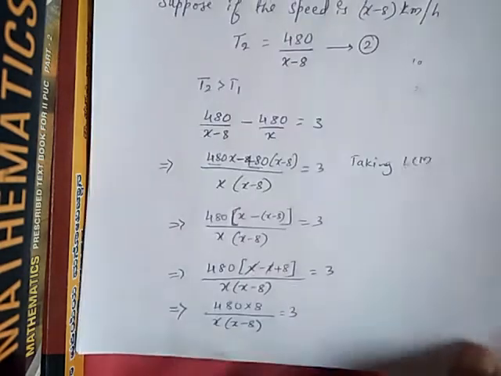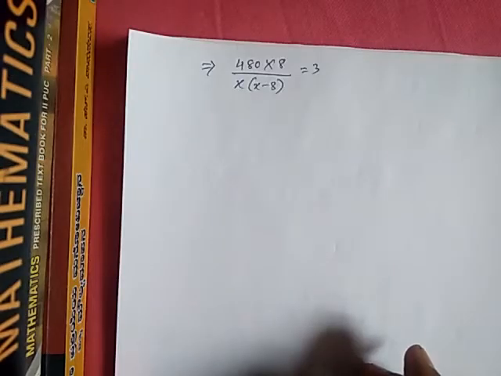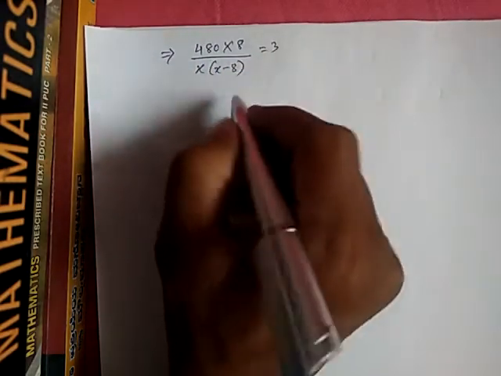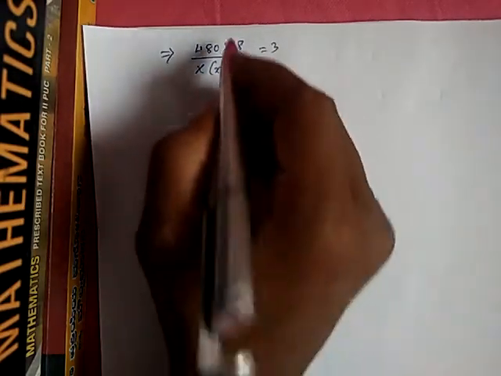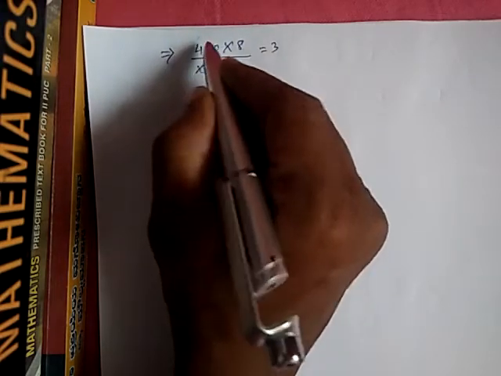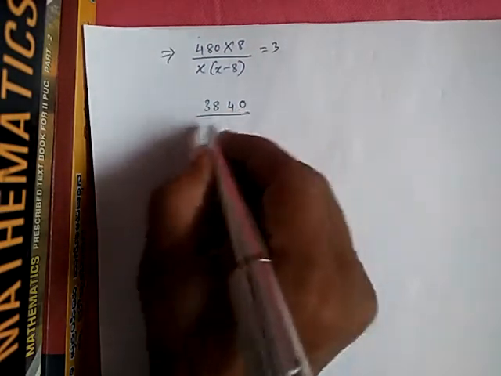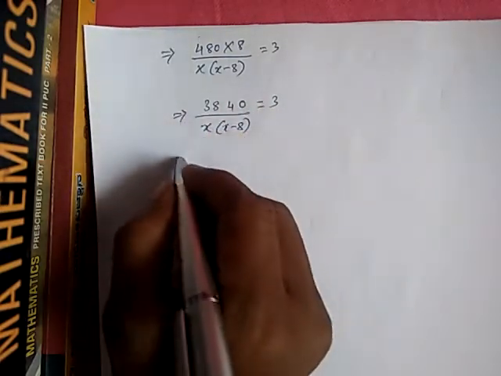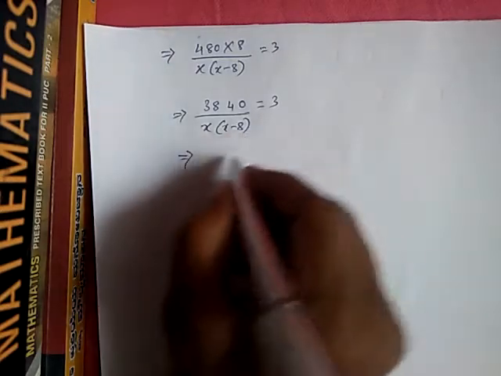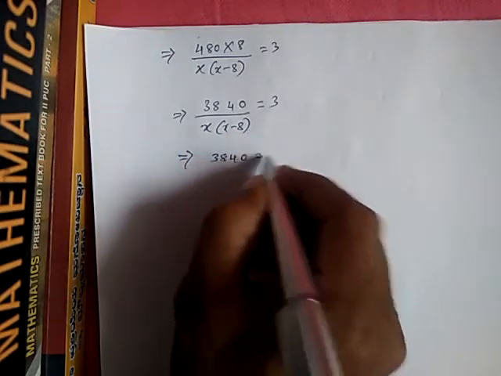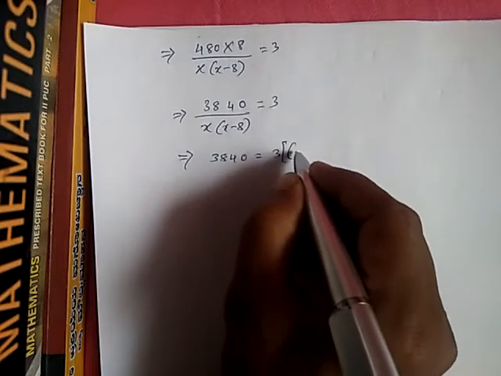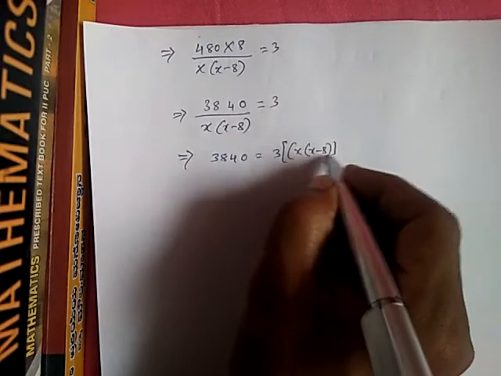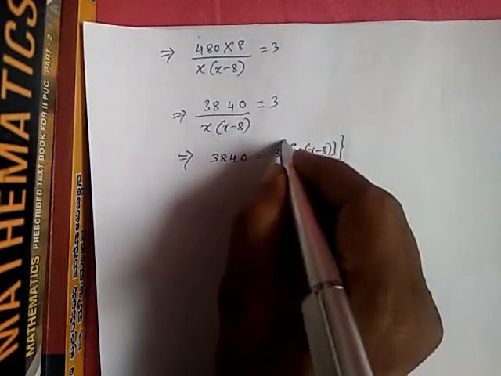So next, what is that? Here 480 into 8. If you get 4 into 8 into 8, what is this? 4 8s are 32, then 32 into 8 gives 3840. So you will get 3840 divided by x into x minus 8, which is equal to 3. Okay, this implies we cross multiply: 3840 equals 3 into x into x minus 8. You can take it like this also, with a bracket, no problem.